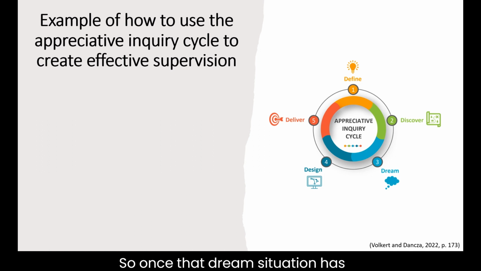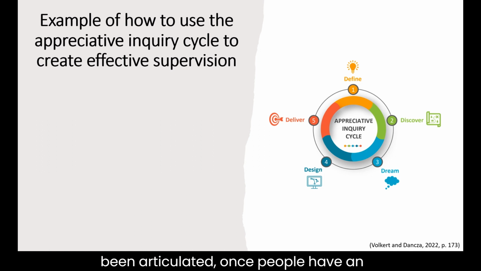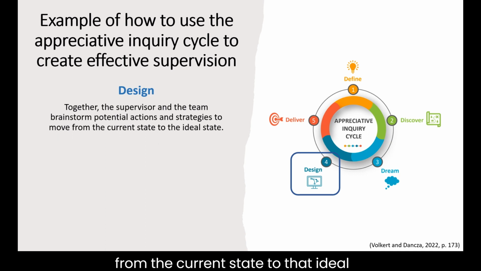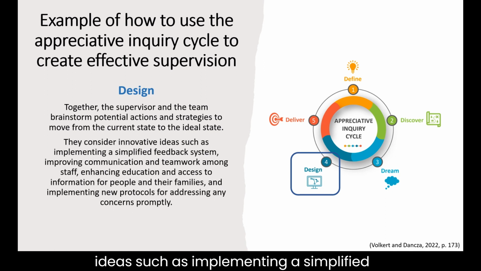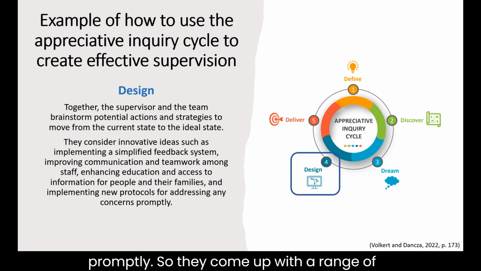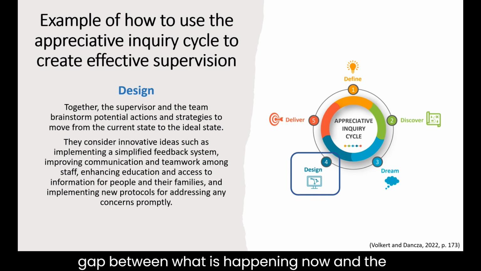So once that dream situation has been articulated, once people have an idea of what it would look like if it was working better, the next stage is to design. So together, the supervisor and the team brainstorm potential actions and strategies to move from the current state to that ideal state. So they consider innovative ideas such as implementing a simplified feedback system, improving staff communication and teamwork amongst the staff, enhancing education and access to information for people and their families, and implementing new protocols for addressing any concerns promptly. So they come up with a range of ways that they feel will bridge that gap between what is happening now and the ideal state.